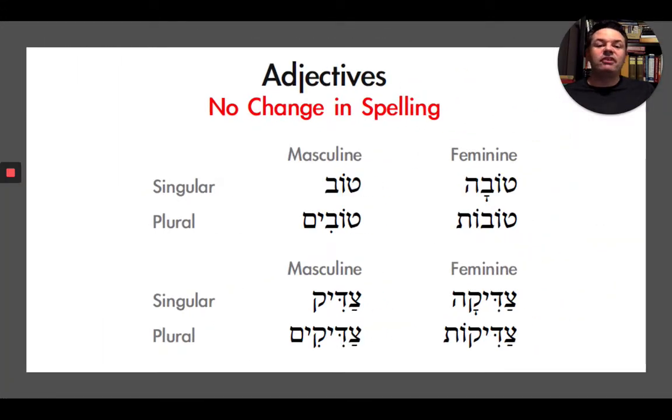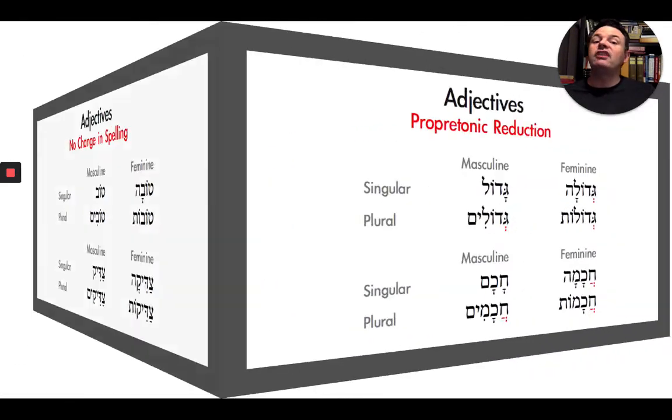Adjectives sometimes have no spelling change when they've got those unchangeable long vowels, as they're often called, like the holam waw. So tov, tova, tovim, tovot. Right? There's no spelling change. You're going to see that. You're going to recognize it. Nothing should catch you off. The hiriq yod is going to do the same thing with that word tzaddik, right? Tzaddik, tzaddikah, tzaddikim, tzaddikot, right? So all that this is saying is sometimes there's no spelling changes, just like with Hebrew nouns.